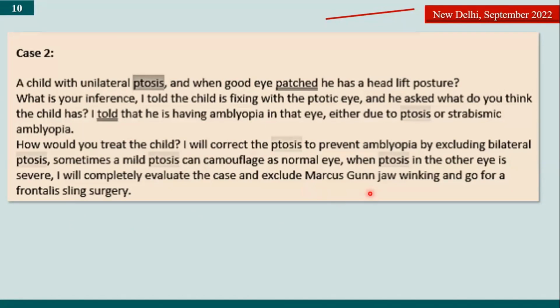We need to exclude Marcus Gunn in any case with congenital onset, okay? Because most probably Marcus Gunn is a congenital phenomenon, generally speaking.